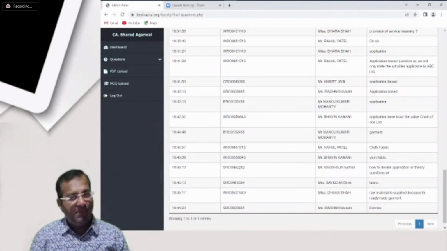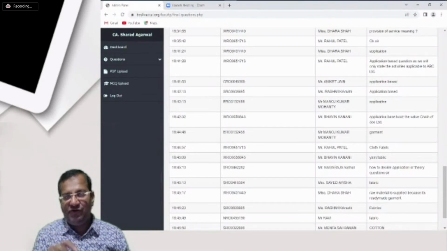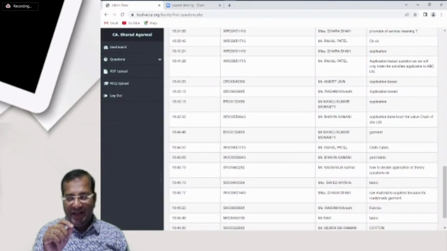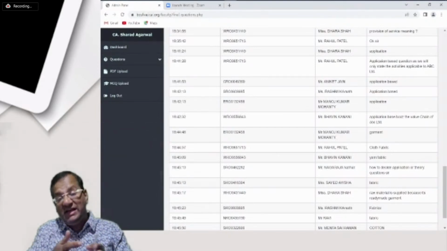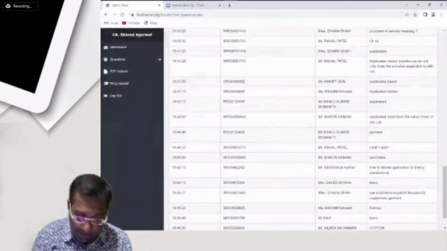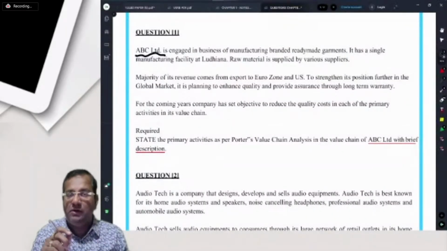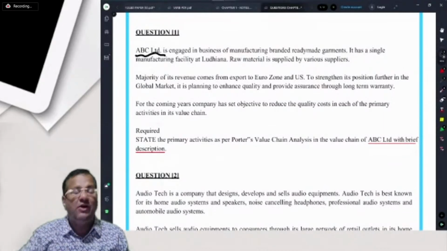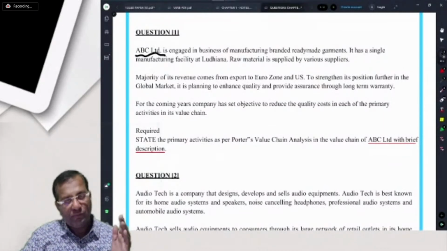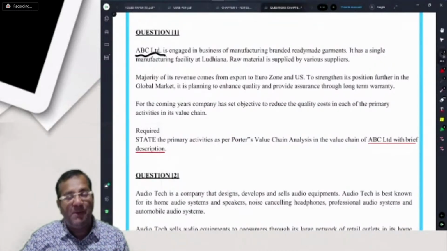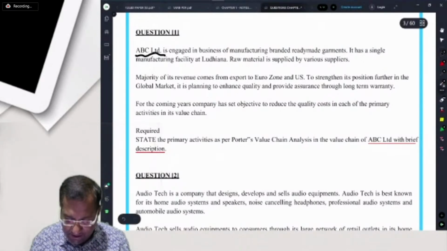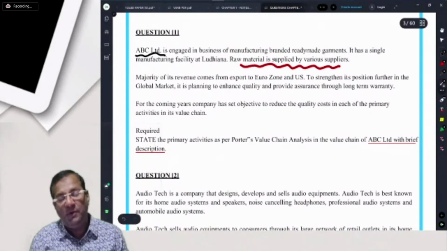So the first point, inbound logistic: we have written the theoretical point, receiving, storing and distributing the raw material to the production process. Now in the second para, we will apply it, that is, in ABC Limited, the receiving of fabric from various suppliers. This is very, very important, beta. Such points are required, then only it will be treated as yes. Not only your knowledge and comprehension, but you can apply the knowledge when demanded, because in the first para it is clearly given raw material from various suppliers.